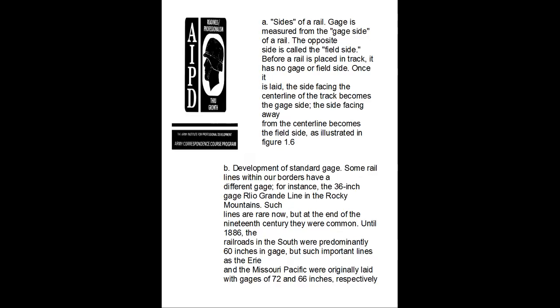Development of the standard gauge: some rail lines with different borders have different gauges. For instance, 36 inches on the Rio Grande line in the Rocky Mountains. Such lines were known in the 19th century, and they were common until 1886. The railroads in the South were predominantly 60 inches in gauge, but some important lines such as the Erie and the Missouri Pacific were originally laid with gauges of 72 and 66 inches respectively.